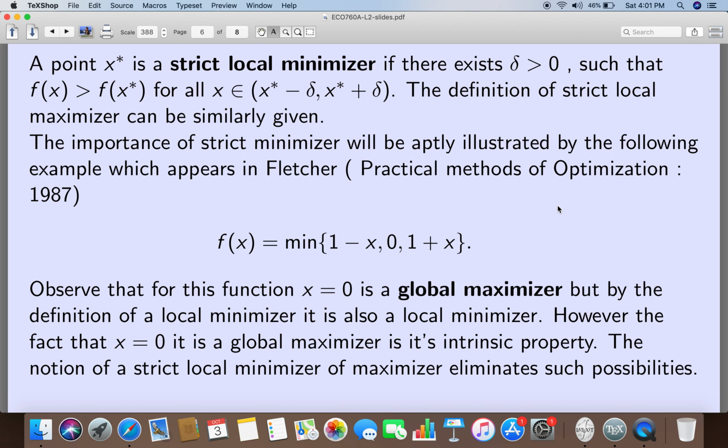You can immediately understand that x equal to 0 is a global maximizer, but by definition it is also a local minimizer. To avoid such kind of things, we introduce what is called the strict local minimizer or strict local maximizer. For example, if you draw the graph of the parabola f(x) equal to x squared, at x equal to 0, f(0) is 0, but when x is not equal to 0, f(x) is positive. So 0 is a strict local minimizer.